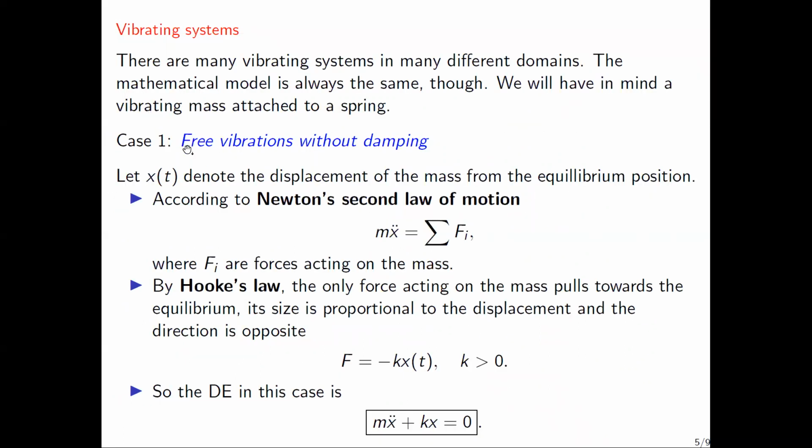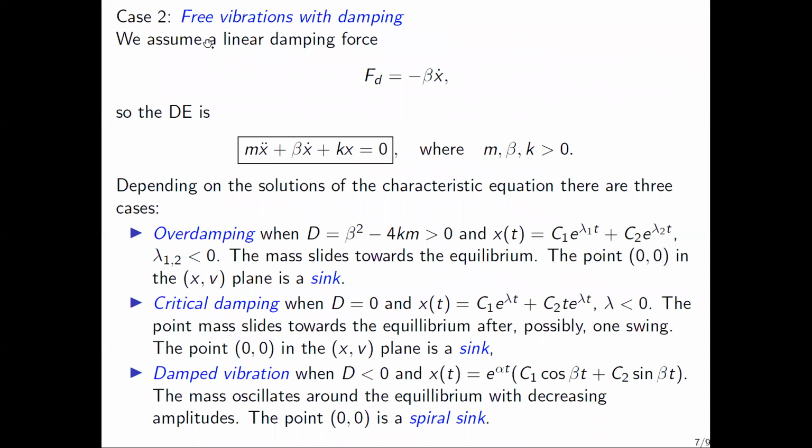So the first case was free vibration without damping. The motion is periodic. The second case is free vibration with damping. So the damping force is proportional to the velocity. We have 3 cases of damping, depending on the discriminant of the characteristic polynomial. But in all 3 cases, when t goes to infinity, the displacement goes to 0.